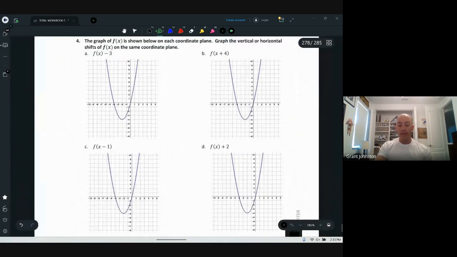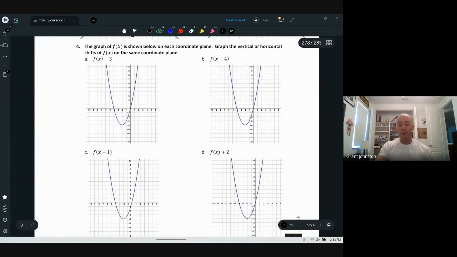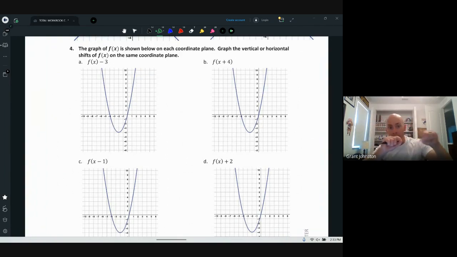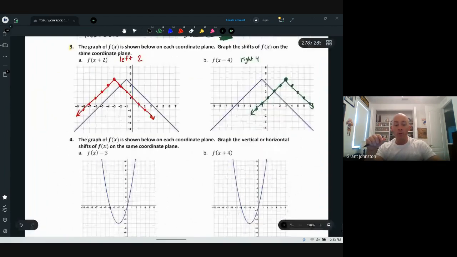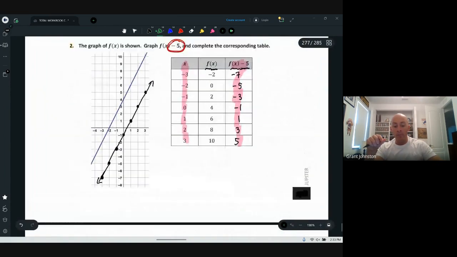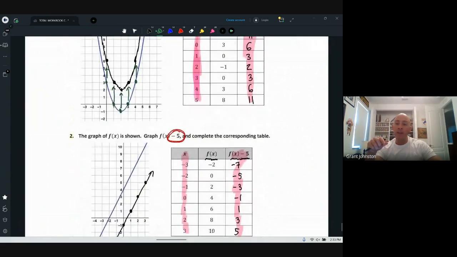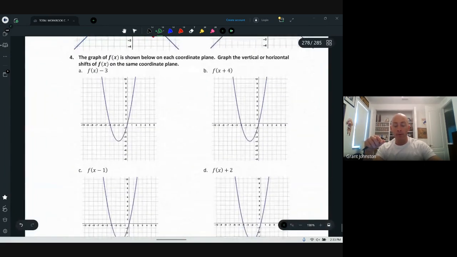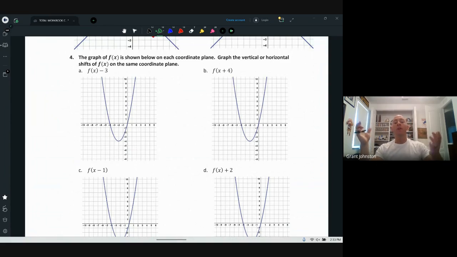So here's some practice for number 4. It says the graph of f of x is shown below on each coordinate plane. Graph the vertical or horizontal shifts on the same coordinate plane. So you're going to determine, is it going to shift up? Is it going to shift down? Is it going to shift left? Is it going to shift right? So use these notes up here in these examples. You don't have to do the tables with these. Just shift the function.